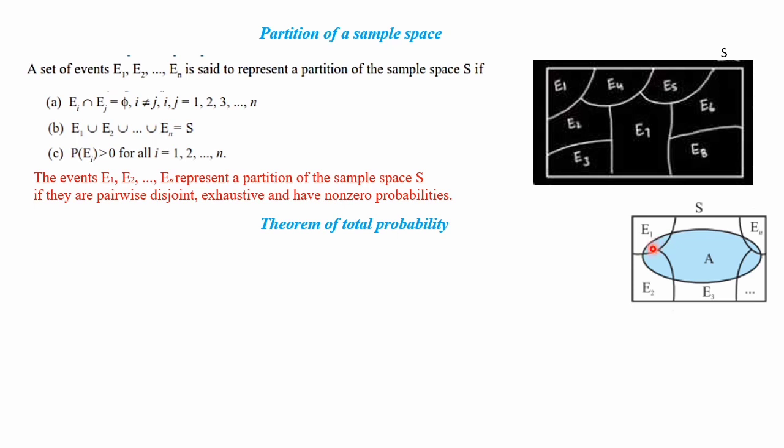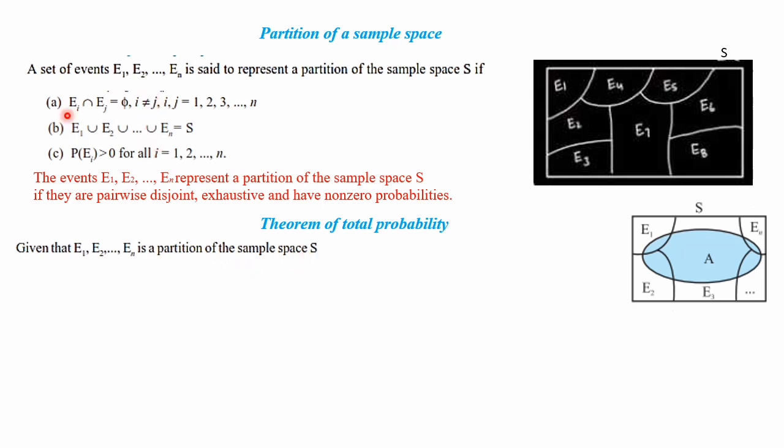And here you can see the common portion. E1 intersection A is here, E2 intersection A is here. Here also a common portion is there. Here it is En intersection A also there. So the common portions are there between A and the events E. Given that E1, E2, etc., En is a partition of sample space S, it can be called a partition because these three conditions are satisfied.